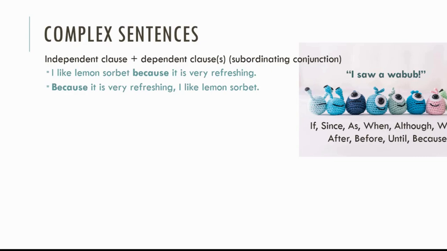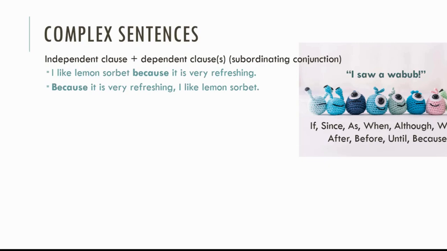And this is a really good way to remember what a subordinating conjunction is, to have that sense of, okay, is this the type of word that's going to create a dependent clause? Because if it is, it needs to be joined to an independent clause to create a complete sentence. Otherwise, it'll be incomplete. So: if, since, as, when, although, while, after, before, until, and because.